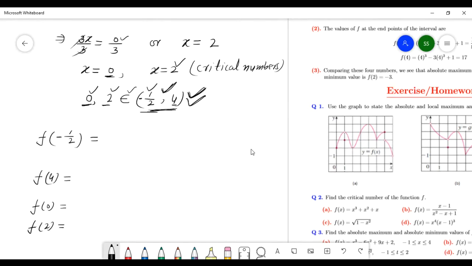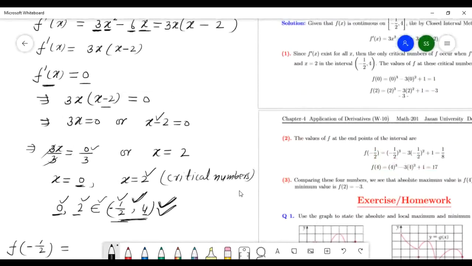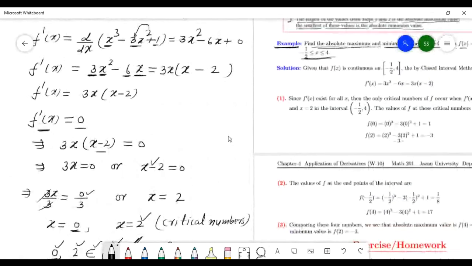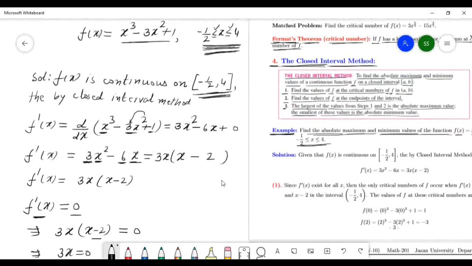So now look, how to find f of minus 1/2? First you see the function. Where is the function here? x^3 minus 3x^2 plus 1.